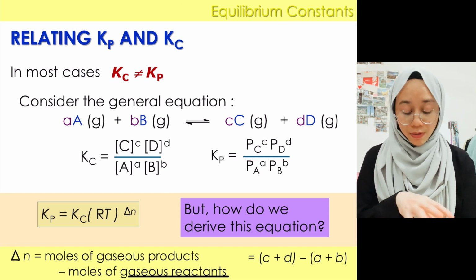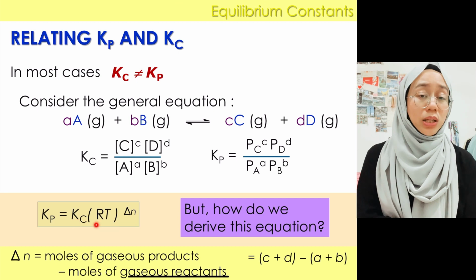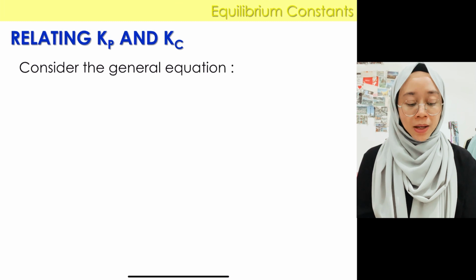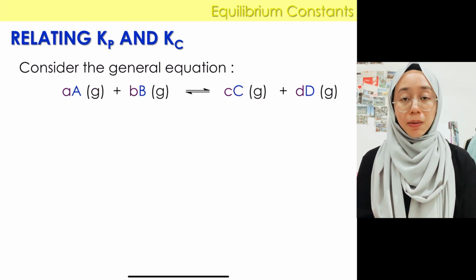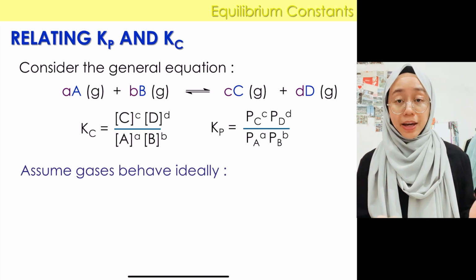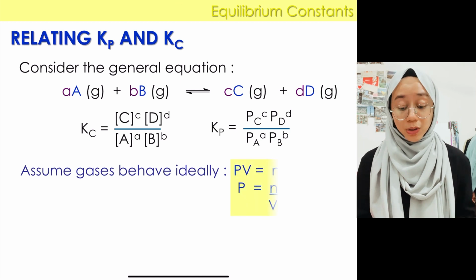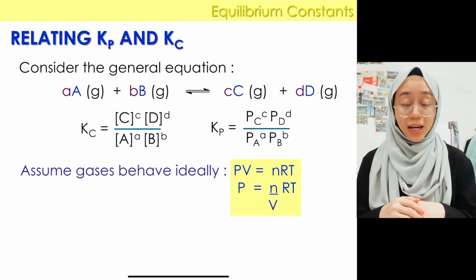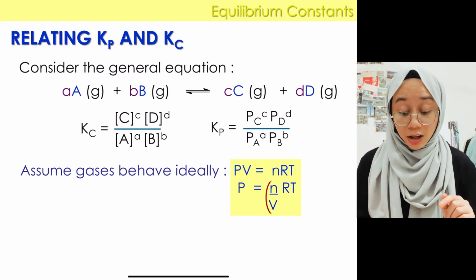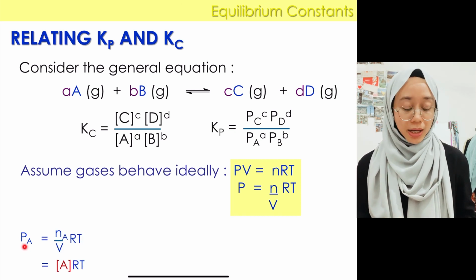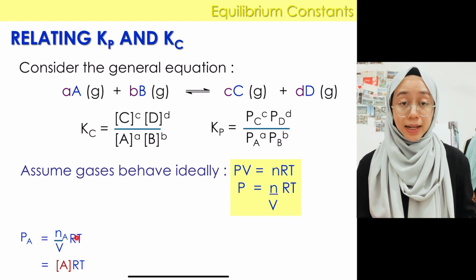So how exactly do we derive the equation Kp equals Kc (RT) to the power of delta n? Let's see how we actually get that. Consider the general equation, again A and B producing C and D. Assume that the gases behave ideally, so we relate it to PV equals nRT. If we rearrange, we get P equals n over V times RT, where n over V is the concentration. So the partial pressure of A is basically the moles of A over V times RT, and moles of A over V is the concentration of A.